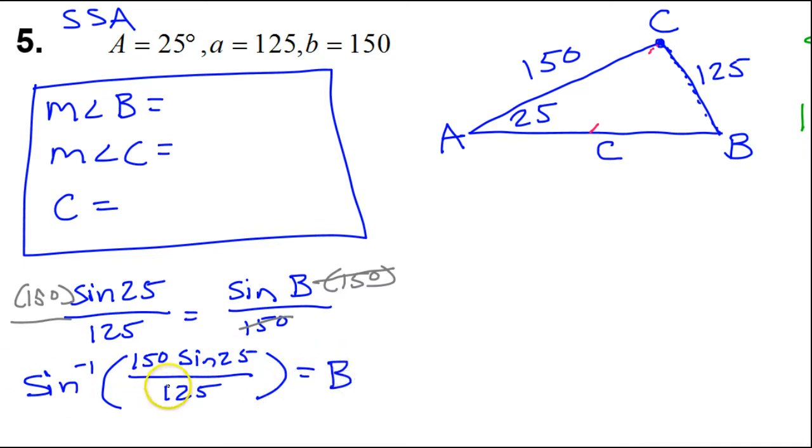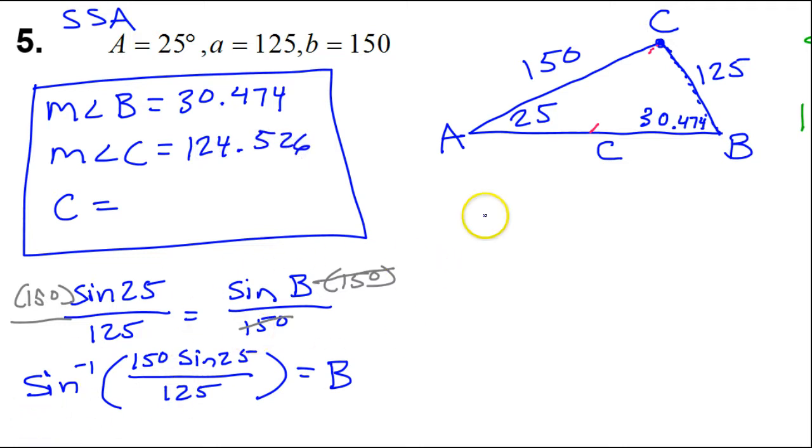I'm just going to put all this in my calculator. All right, so that's giving me 30.474. Now, okay, so that was B. I can easily find angle C by subtracting these two from 180. That gives me 124.526.